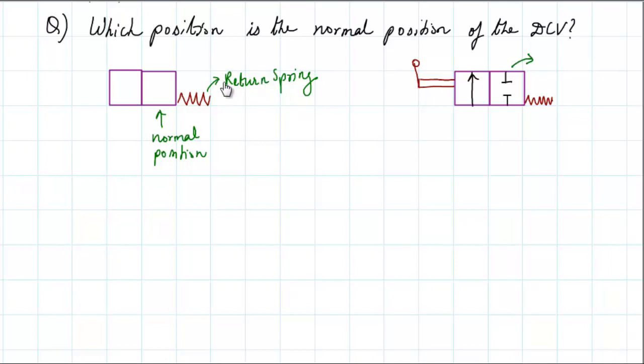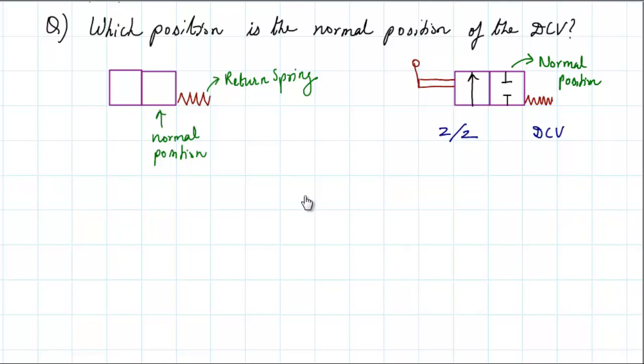Okay, this is the normal position. Why? Because this is the position that is attached to the return spring. Now this valve may be called a two-way, two-position DCV. That we already know.